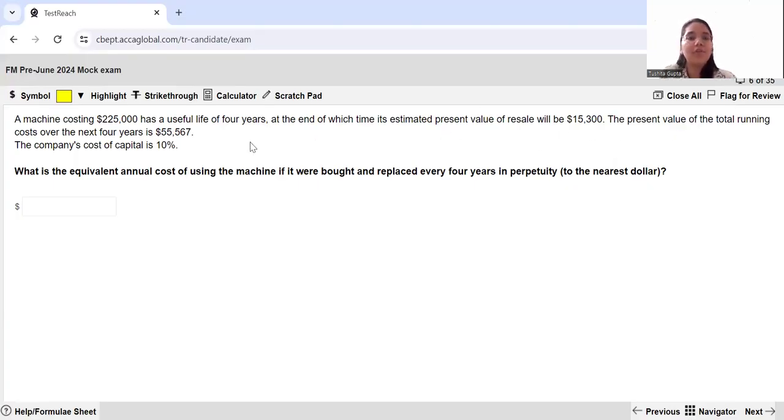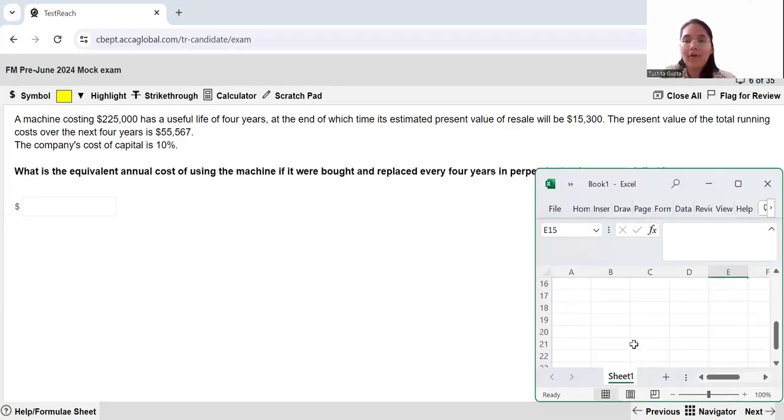The present value of the total running costs over the next 4 years is 55,567. So basically they have given you the present value of the cost also, and the present value of the resale as well. And you have the initial cost also, which goes out in year 0. They want you to find out the equivalent annual cost of using the machine if it were bought and replaced every 4 years in perpetuity to the nearest dollar. The company's cost of capital is also given to you as 10%.